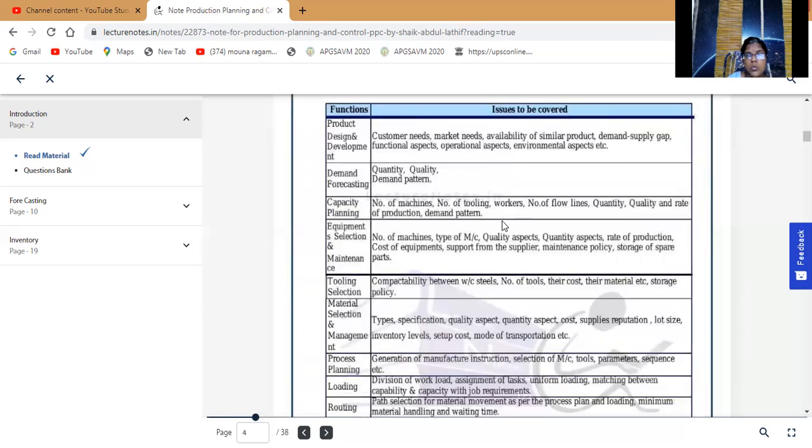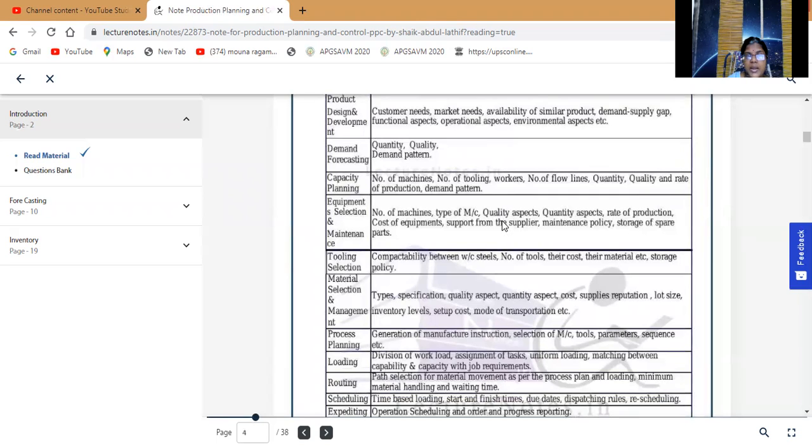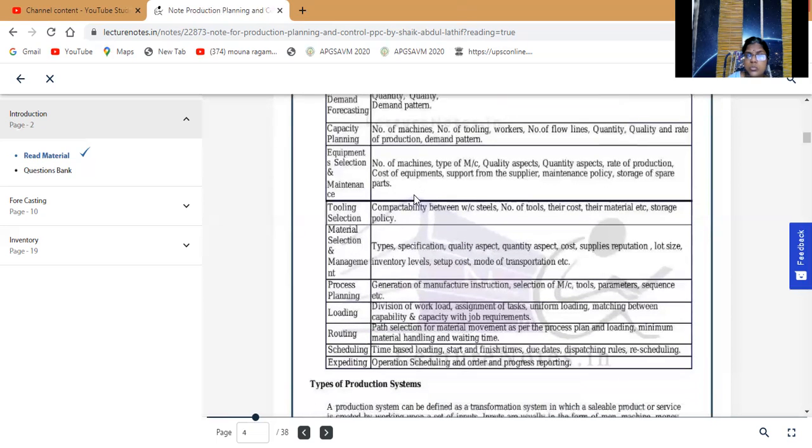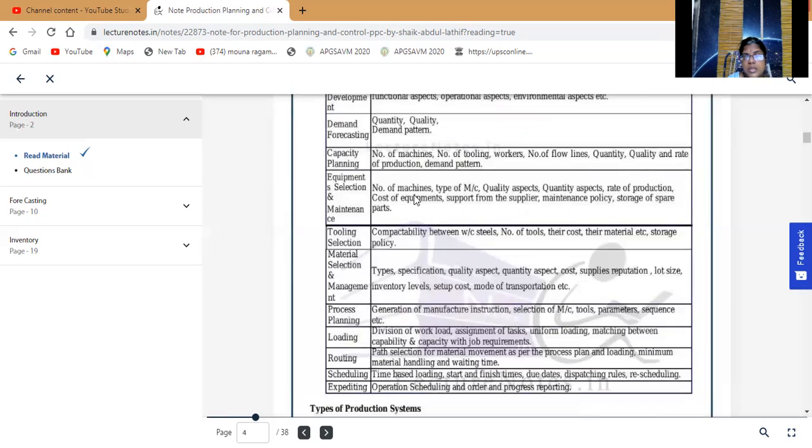And next, demand forecasting: the quality, quantity, and demand pattern. Then capacity planning: how many machines, number of tooling, number of workers, number of flow lines, quality, quantity, rate of production, and demand pattern are all taken from capacity planning. Then equipment selection and maintenance: number of machines, type of machines, quality aspects, quantity aspects, rate of production, cost of equipment, support from the supplier, maintenance policy, and storage of spare parts. Everything is covered in equipment selection and maintenance.